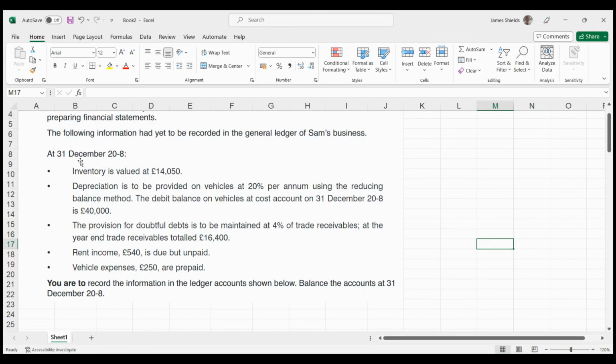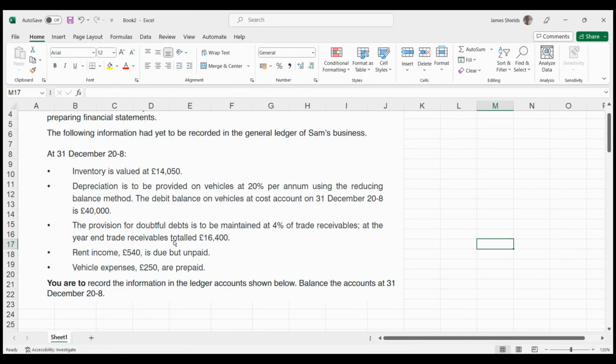At the 31st of December 2018, inventory is valued at £14,050. So that's going to be your closing inventory. Depreciation is to be revised on vehicles at 20% per annum using the reducing balance method. The debit balance on vehicles at cost account on the 30th of December 2018 is £40,000. We'll come back to that in a second.